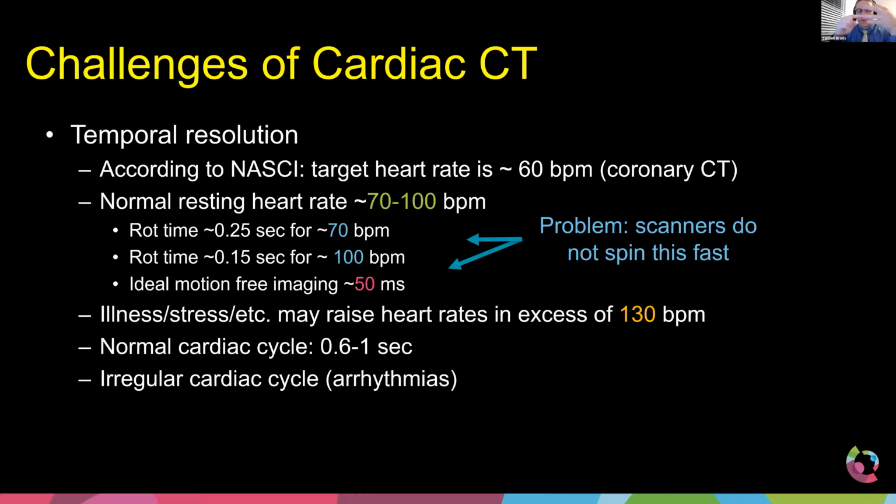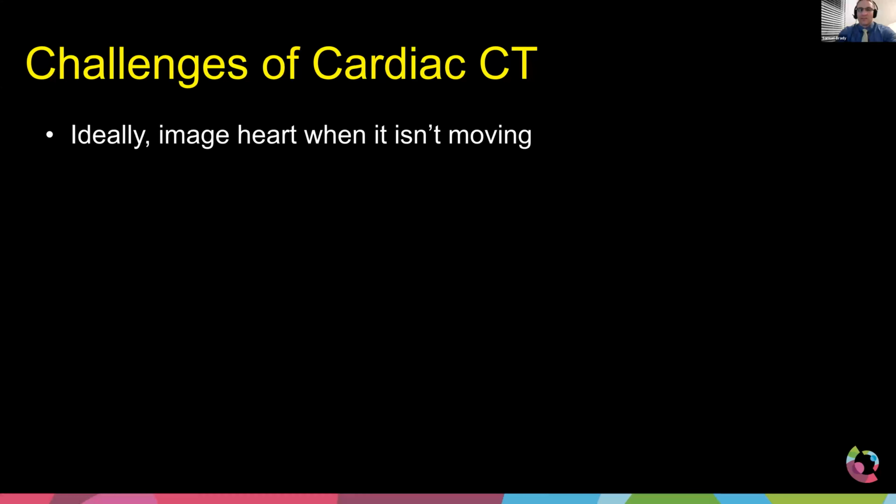Then we need to image within the cycle so that we know diastolic to systolic, or I should say systolic to diastolic. We need to image within that range, and then we need to be able to take into account when the heart doesn't actually do the same rate over and over again, where it skips a beat, where it has an arrhythmia or something. We need to be able to account for those three things.